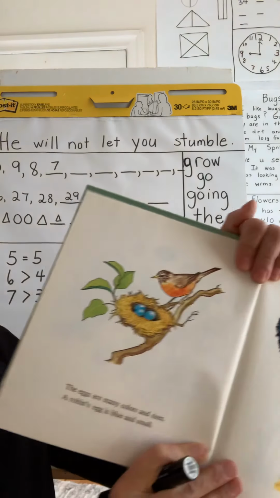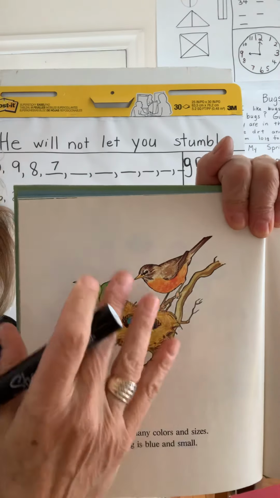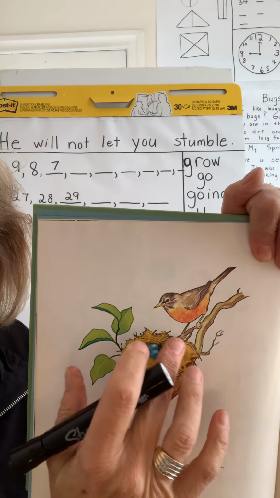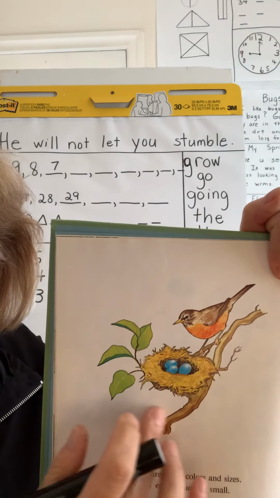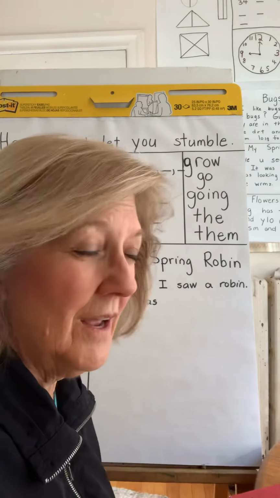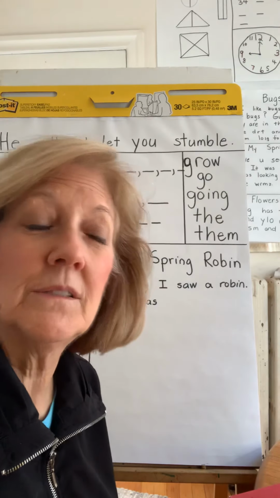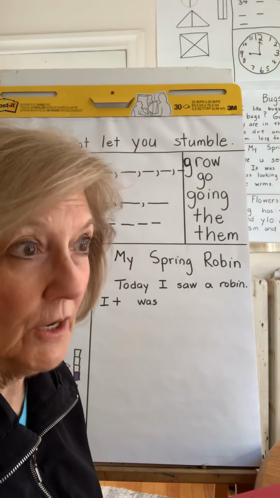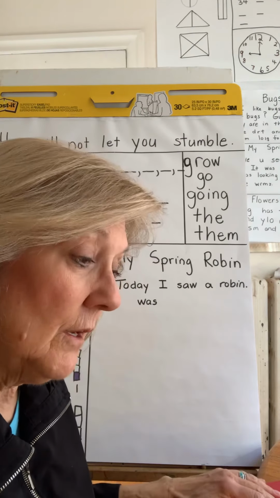Even if you can't see it, I can tell you what it looks like. There's the robin. That's the nest. It's in a tree and it has blue eggs. Actually, they're not always in the tree, those nests. I have one on the top of my porch every year. Not yet, but I'm going to look for that.